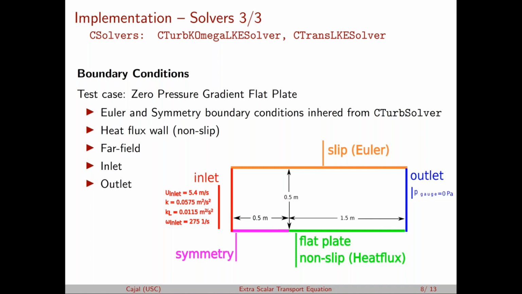Then also within the solver, the boundary conditions are defined. So for the test case that I'm implementing right now, which is a zero pressure gradient flat plate, the relevant boundary conditions are just the Euler and symmetry boundary conditions, which are inherited from the turbulent solver. But we just know that the fluxes across these boundaries are zero. Then the non-slip condition, which within SU2 is just a heat flux wall with a zero flux of heat. Then a far field, and inlet and outlet boundary conditions. The far field is not used in this scheme, but it's going to be used when we try to do the test case for variable pressure gradient flat plates. Next slide, please.